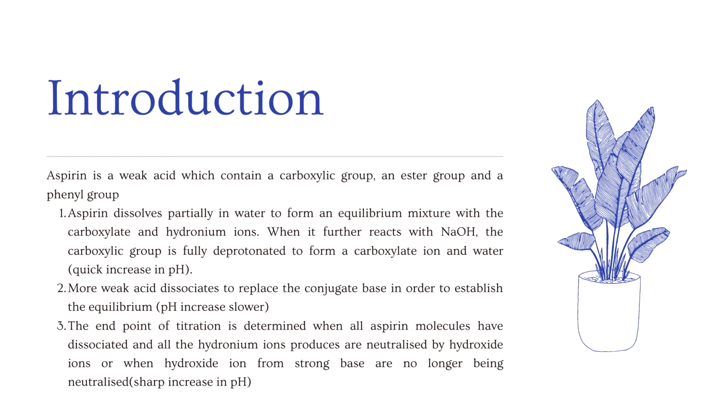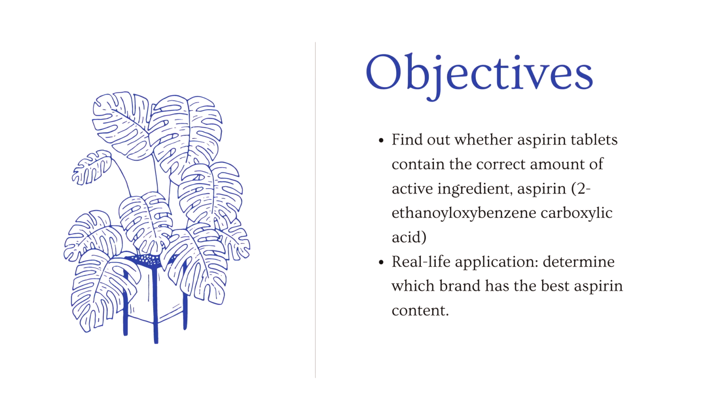And the endpoint of the titration is determined when all aspirin molecules have dissociated and all the hydronium ions produced are neutralized by hydroxide ions, or when the hydroxide ions from the strong base are no longer being neutralized, which we will see by a sharp increase in pH. So, our objective in carrying out this experiment is to find out whether the aspirin tablets that we can readily buy from the pharmacy contain the correct amount of active ingredient in aspirin, which will help us determine which brand has the best aspirin content.